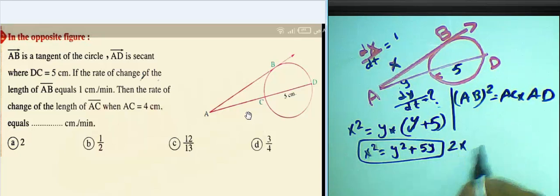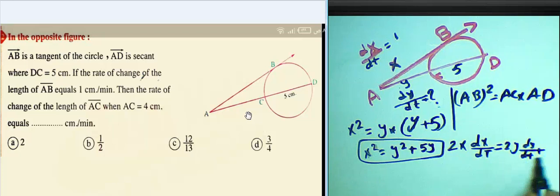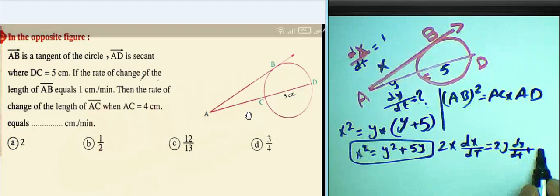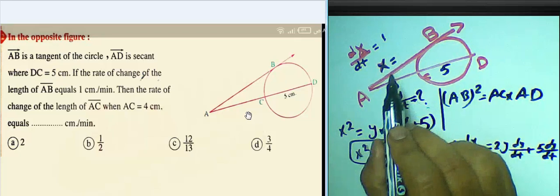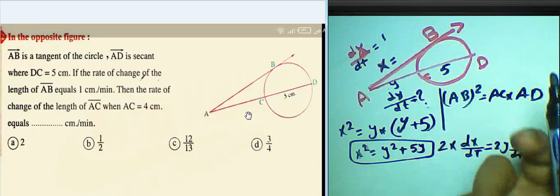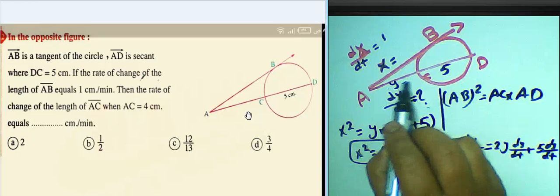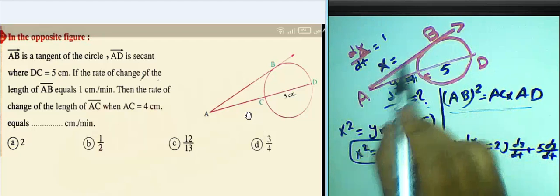Then 2x dx over dt equals 2y dy over dt plus 5 dy over dt. And you can simplify it at x equals 1. X equals what? He gave us, in the example, 5 centimeters and 4 centimeters, y equals 4 centimeters. And we can get AB by this rule. You can get the length of AB.